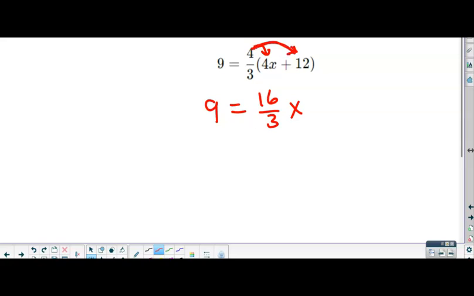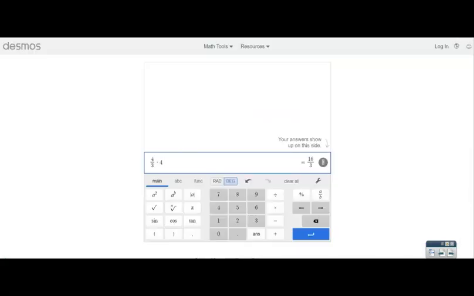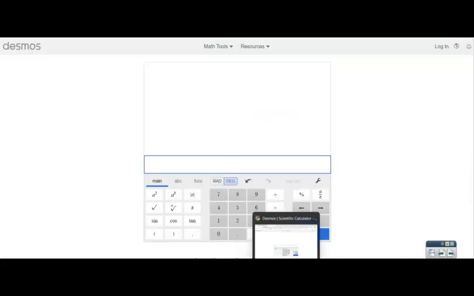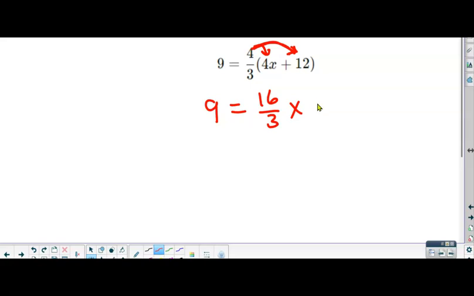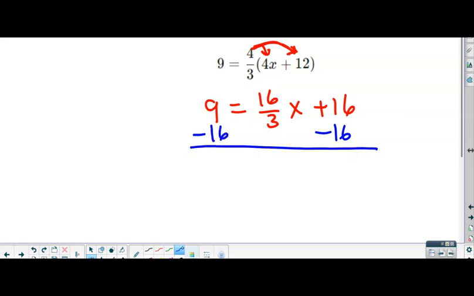So we go back to the Desmos calculator. We clear this, and we type this fraction button again, 4/3, and then we times it by 12. And we get a nice number this time, 16. So plus 16. Now we're going to start to solve, and we're going to rewrite.